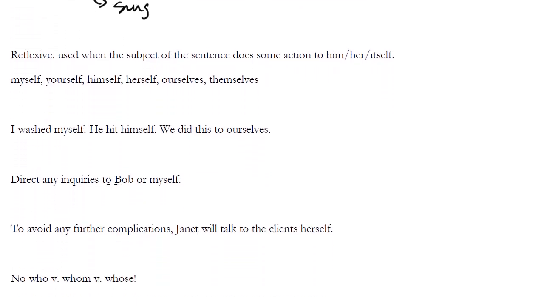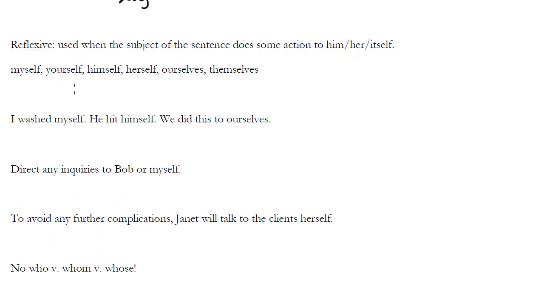The last pronoun doesn't come up very often at all, but we should know it, is the reflexive pronoun. And we use this when the subject of the sentence does some action to him or her or itself. So notice what I used here. Himself, herself, itself. And here are the reflexive pronouns. First person, myself. Second person, yourself. Third person would be himself or herself, or even itself, technically. And then this is first person plural, and this is third person plural. Right? So when do we use these? Again, we use these when the subject of the sentence does something to itself.